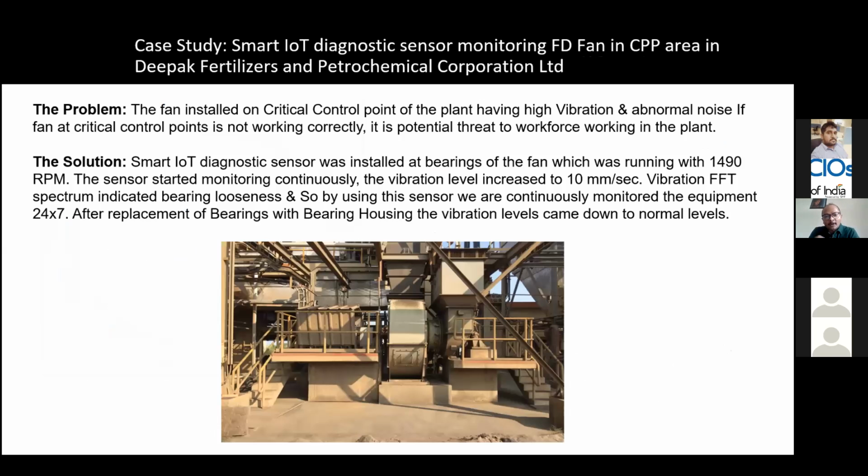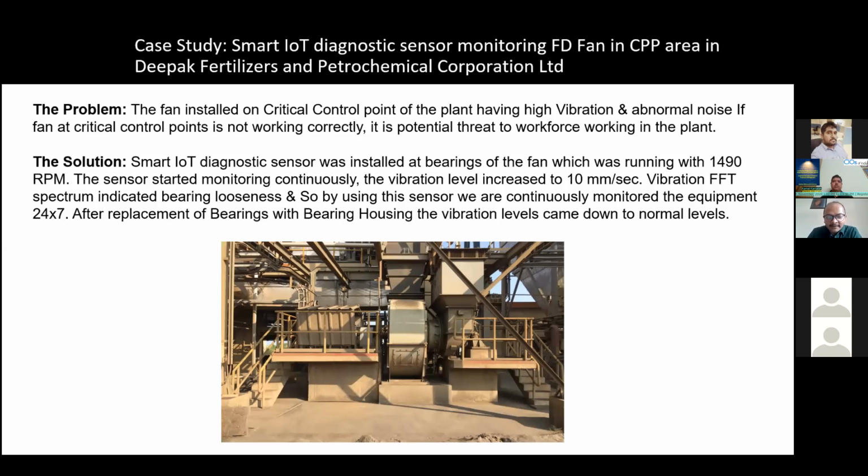So far we were talking about the role of condition-based maintenance only in manufacturing, be it discrete or continuous plants. I think a very good point which has come up with this case study from Deepak Fertilizers is that it applies not just to manufacturing plants, but also to utility plants. This is a classic case of an ISGEC boiler. We have Naresh Pathak who has worked with ISGEC before, and this case is about the FD fan.